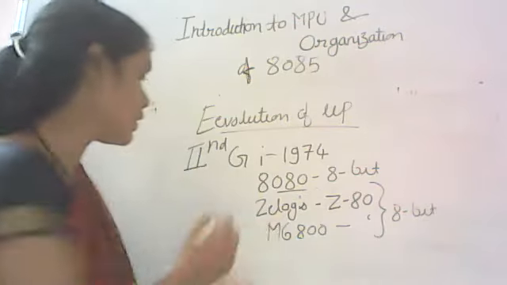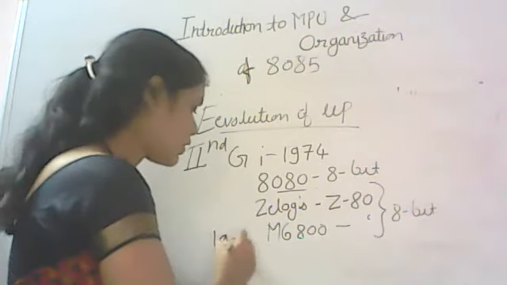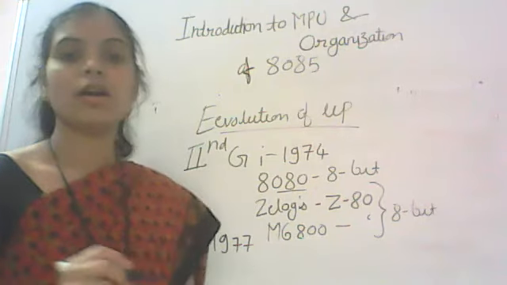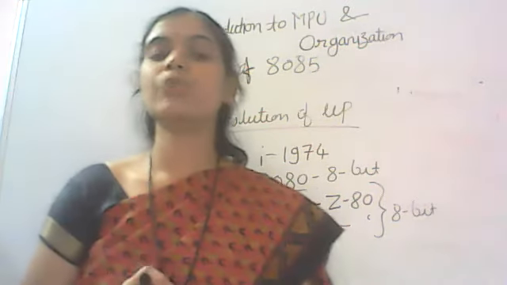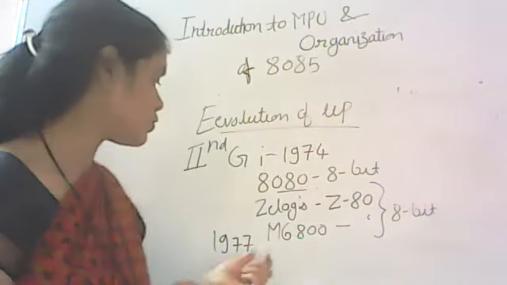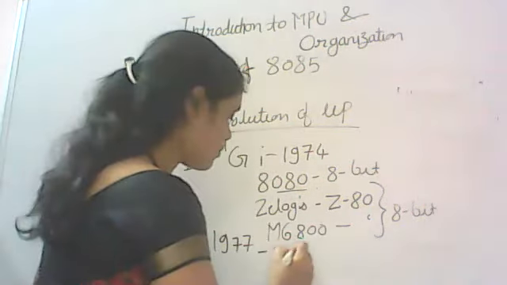In 1977, a 12-bit microprocessor was introduced.